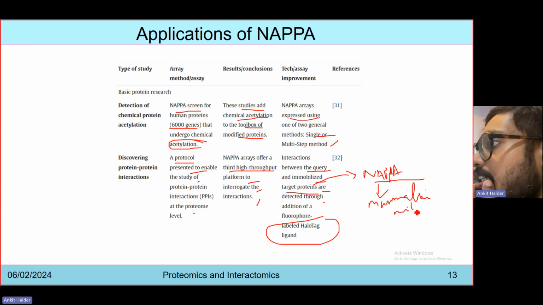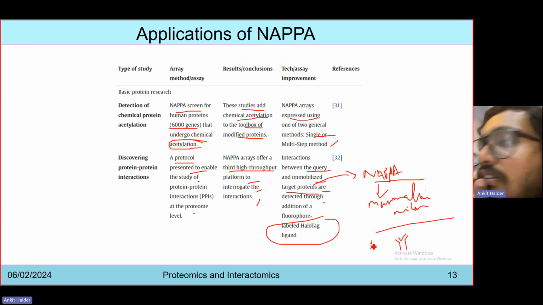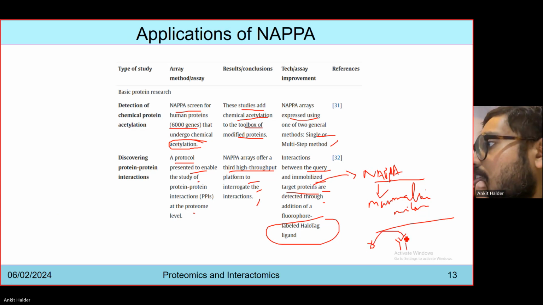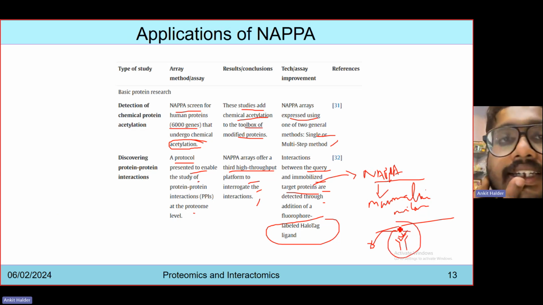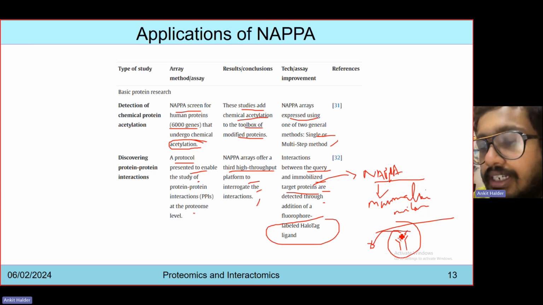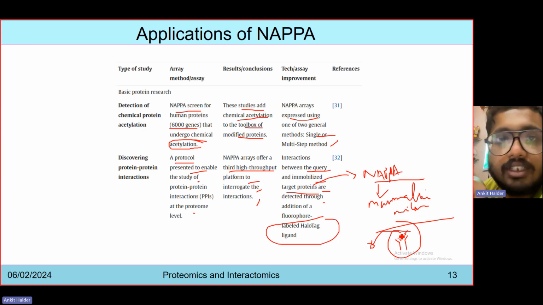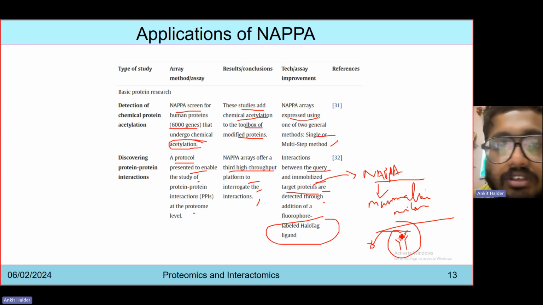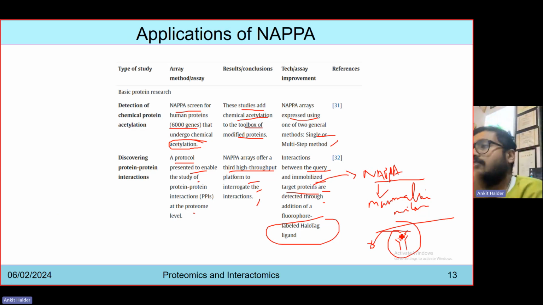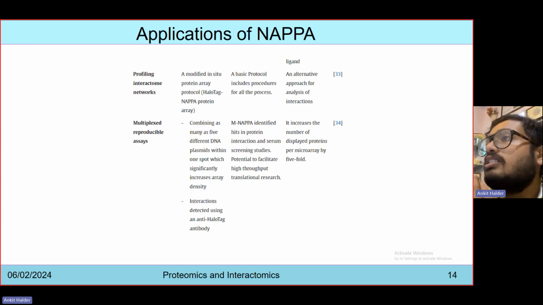So what is happening is that you have the antibodies printed, and once the antibodies are printed, those particular proteins get stuck to that particular antibody. Once the protein is attached to the antibodies, it is getting immobilized. So the interaction pattern between the immobilized and the target proteins can also be studied through NAPA. Then profiling the interactome networks.